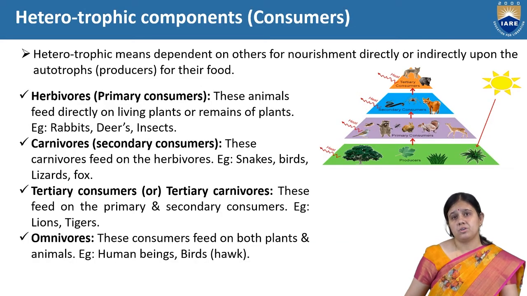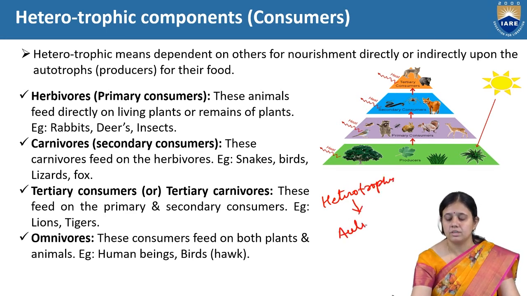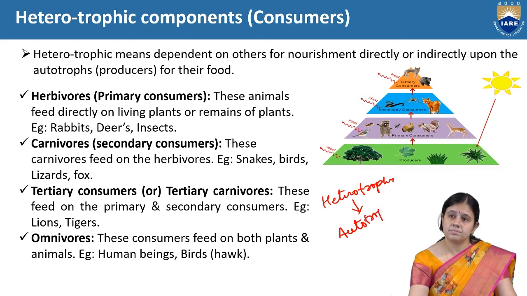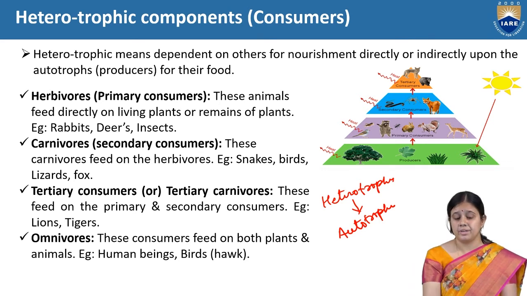Now come to the heterotrophic components of the ecosystem. Heterotrophs are those organisms that depend on others for their nourishment, directly or indirectly, and they depend upon the autotrophs for their food, for every requirement. These heterotrophs are divided into categories: herbivores, carnivores, tertiary carnivores or tertiary consumers, and then omnivores.